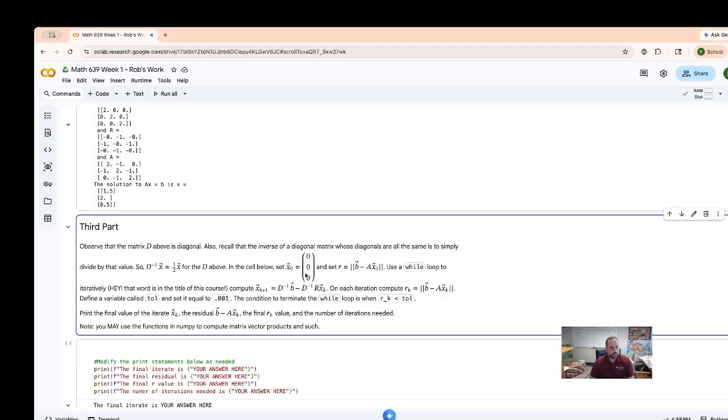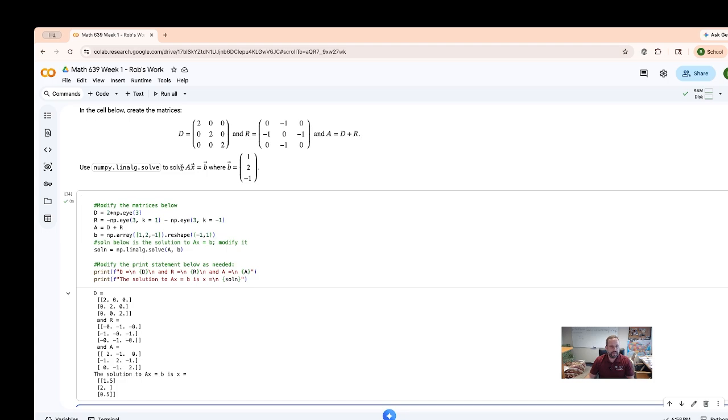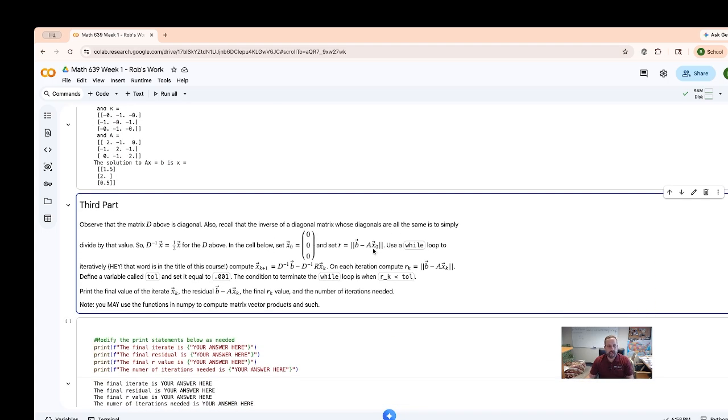Okay, in the cell below, we're going to let X naught be the 3 by 1 zero vector, and R is going to be the norm of B minus AX naught. So what's happening here is X naught is an approximation to the solution of this equation, AX equals B. If X naught was a solution, B minus AX naught would be 0, and so the norm would be 0. And so the closer X naught is to the solution, the closer this norm should be to 0, and R is called a residual.